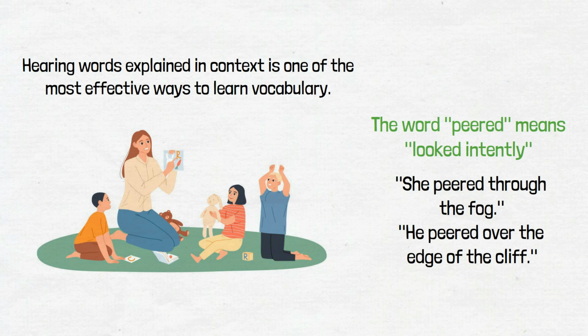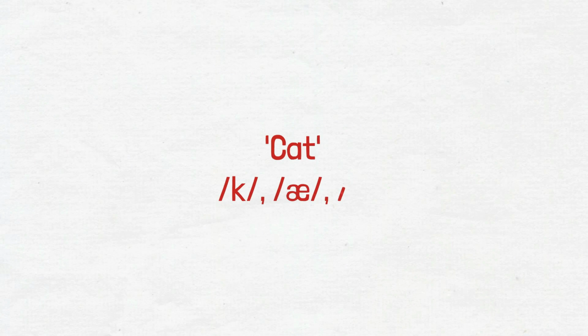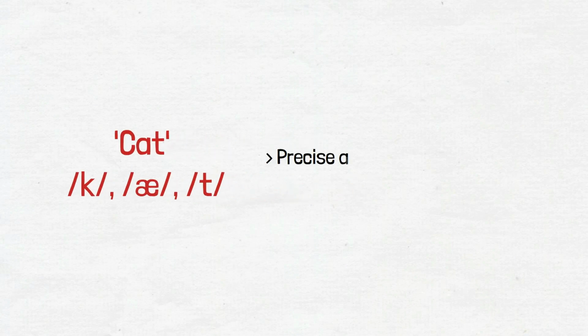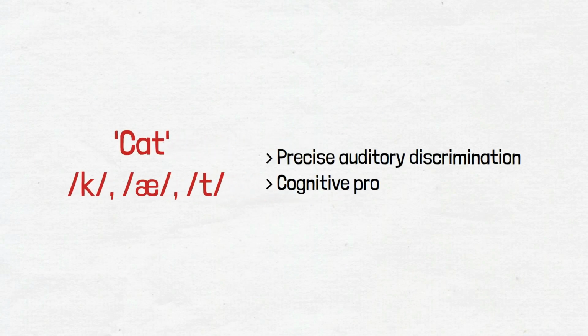While recognizing rhyming words or identifying initial sounds in spoken words are important foundational skills, segmenting the separate sounds in a word poses a greater challenge. Tasks like breaking cat into ka and t require precise auditory discrimination and cognitive processing, underscoring the importance of targeted instruction to develop these advanced phonological skills.